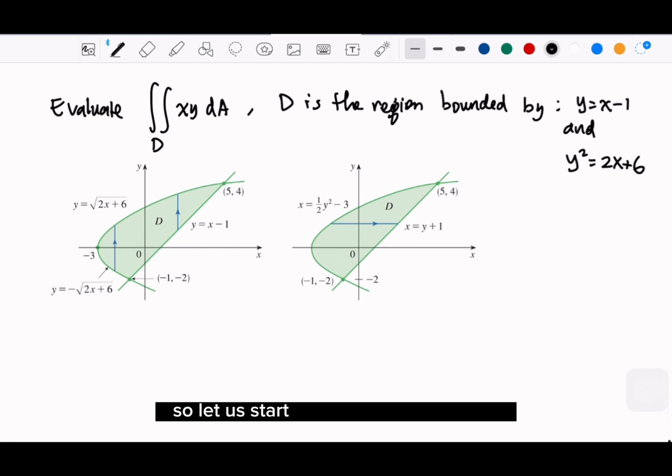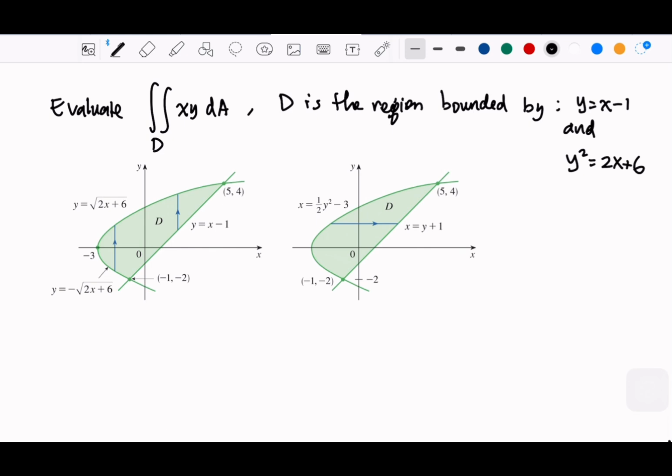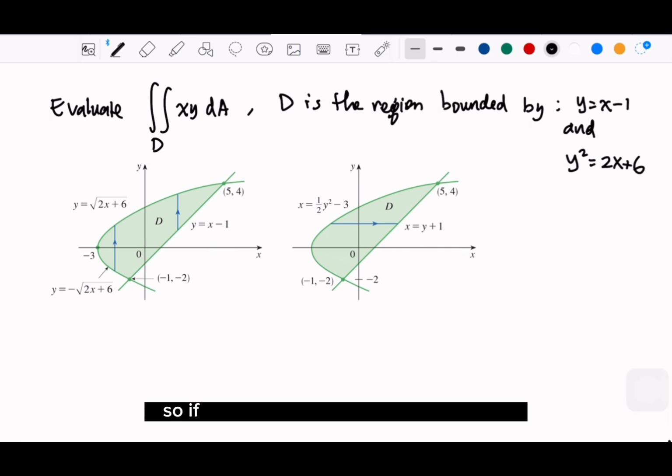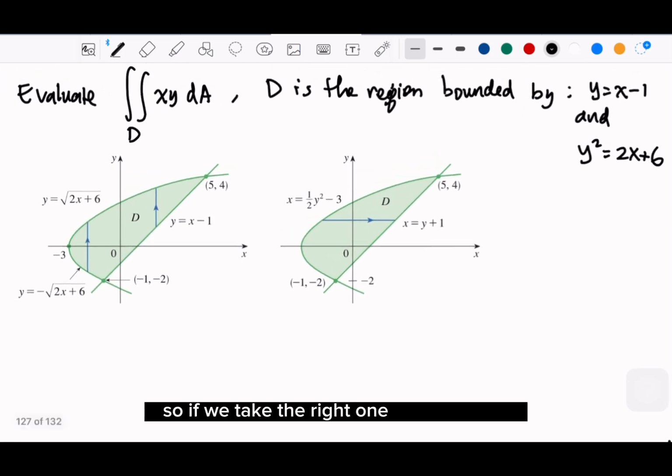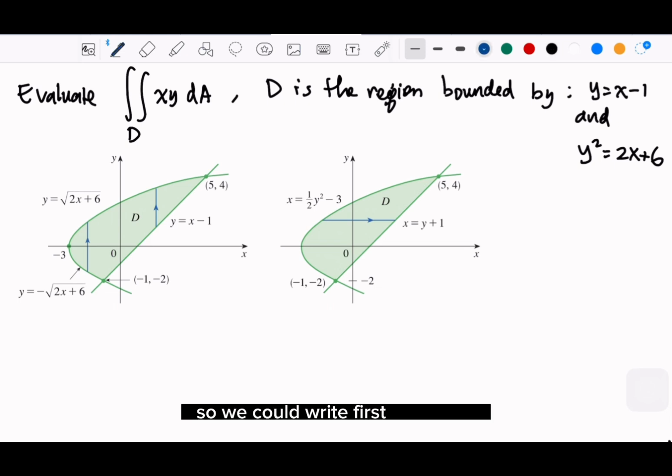So let's start to see how it goes. If we take the right one as our choice, of course, if the graph or the curve is not given, then you need to draw first. So you need to draw x minus 1 and then y squared equals x plus 6. So this is a parabola which curves in y. So it's going to be like that. So we could write first from here.